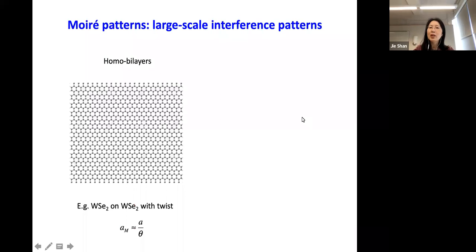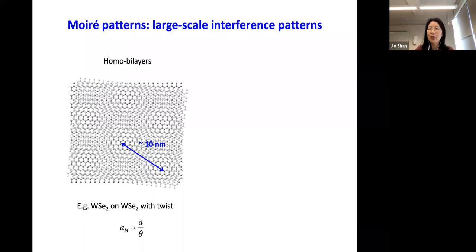So what is moire? If you overlay two sheets of two-dimensional materials, in this case, a monolayer of tungsten selenide and a monolayer of tungsten selenide on top of each other with a small twist angle, you see this long scale interference pattern. And this pattern we call moire pattern. So when the twist angle is small, you can get a long period. So for a couple of degrees, you get this large scale pattern with this period on the order of 10 nanometer.